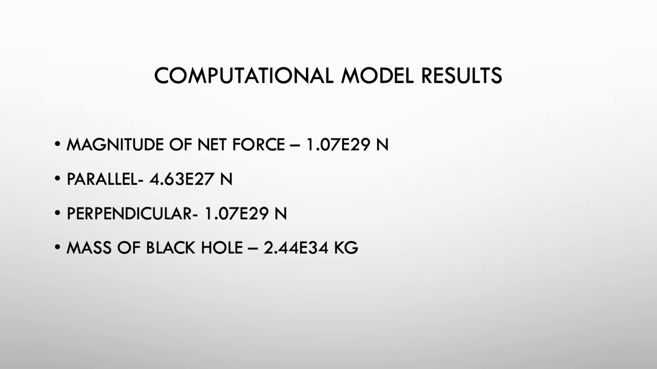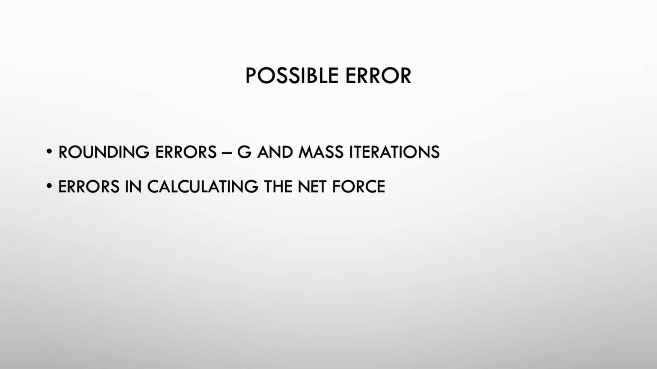I got a net force magnitude of 1.07 times 10 to the 29th newtons, a parallel component of 4.63 times 10 to the 27th newtons, and a perpendicular component of 1.07 times 10 to the 29th newtons. And then I used that to calculate the mass of the black hole to be 2.44 times 10 to the 34th kilograms. Rounding values during each iteration and rounding for the gravitational constant g would yield slight differences in the mass of the black hole at each iteration, which could add up especially with a large delta t where there are multiple iterations.